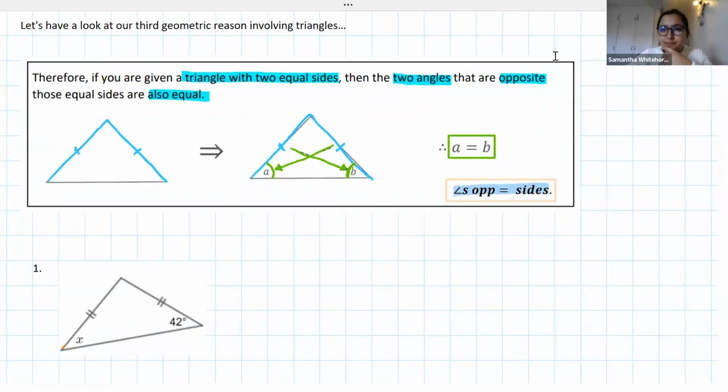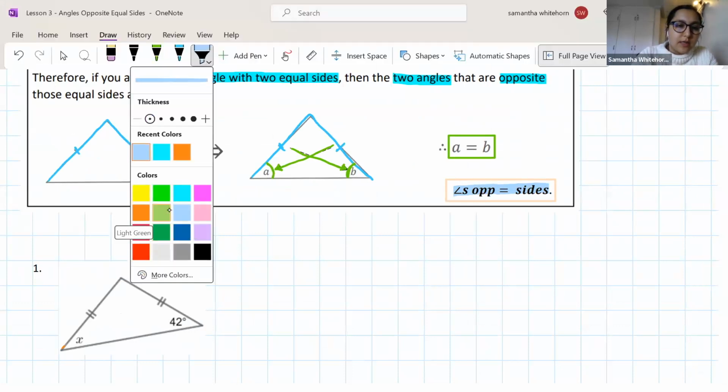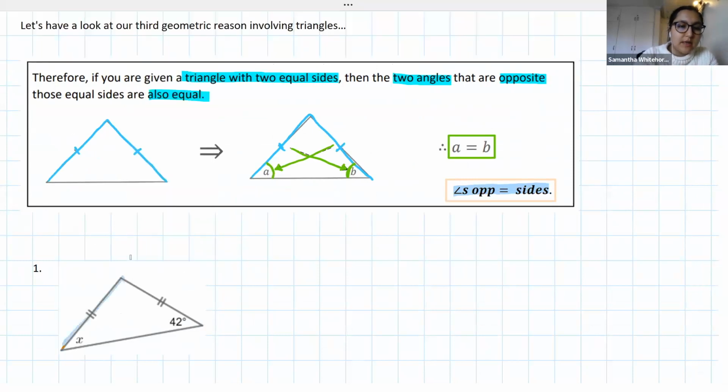So if we have a look at our first example, I just want to leave our reason there. The thing that we need to start training our eyes to see is all of the information that we get given on a diagram. So for example, in this diagram, we have been told that this side is equal to this side. Oh, that's a squiggly line. Let's try that again. This side that I'm highlighting in blue is equal to this side that I'm highlighting in blue. Again, I've got those two strike marks on those sides.